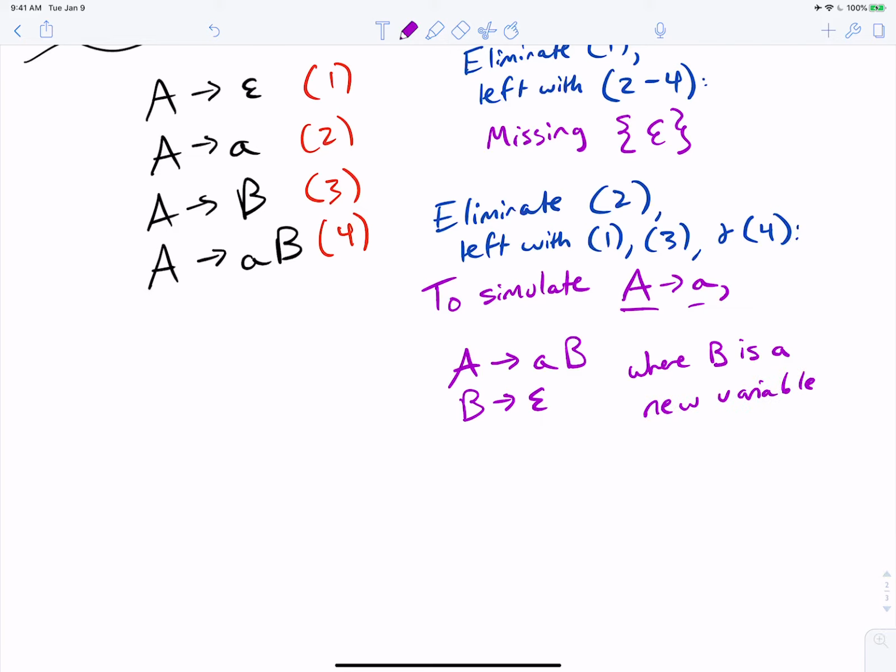Now we have no issues because this variable is not used anywhere else, and so the only place where it occurs is if you're applying this rule, which means that you're going to make the empty string in the first place. Make a single terminal, then the variable only makes the empty string, so we're actually all good. Cool. Any questions on that?